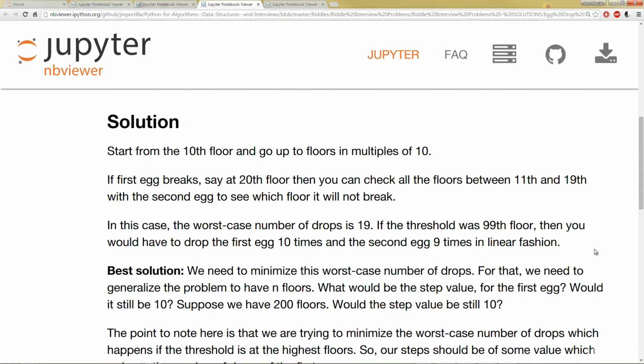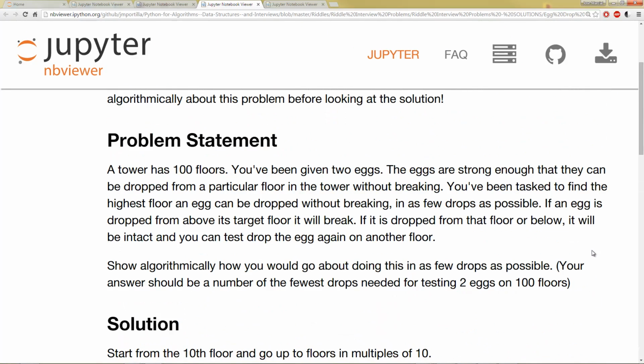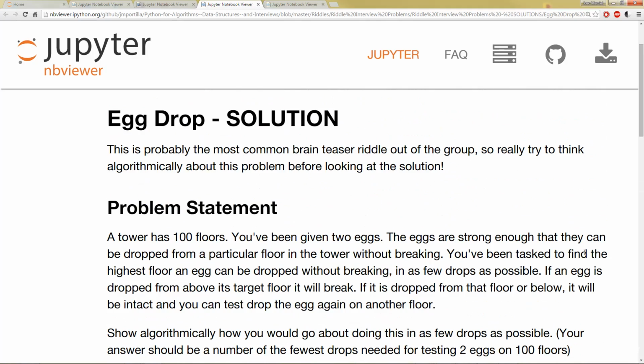Okay, that's it for this riddle. Make sure you know this one. Again, look up other explanations in case you want a more detailed solution, but that's all there is to it.